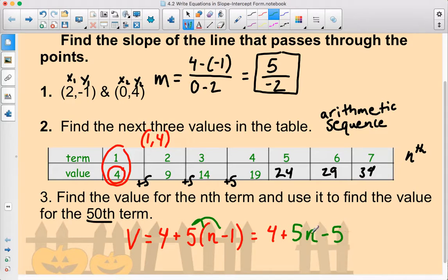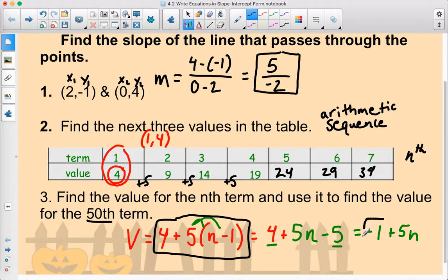minus 5. If I simplify by combining my like terms, I end up with 4 minus 5, which is negative 1, plus 5n. Either one of these is a valid way to write what's called the general equation for the arithmetic sequence. I actually see it here.